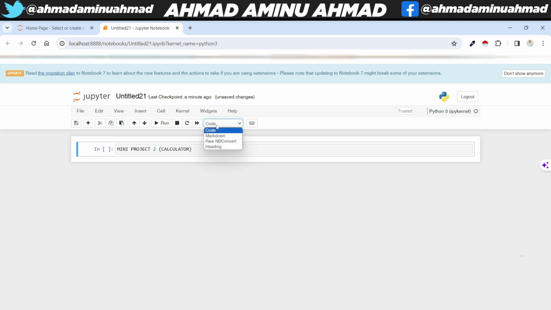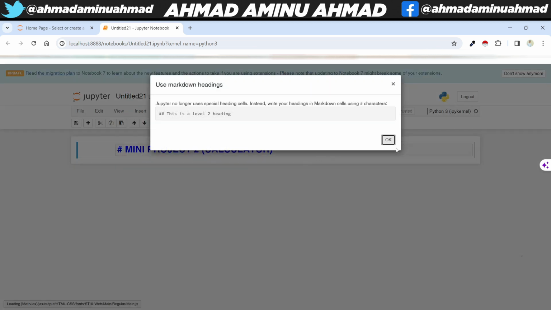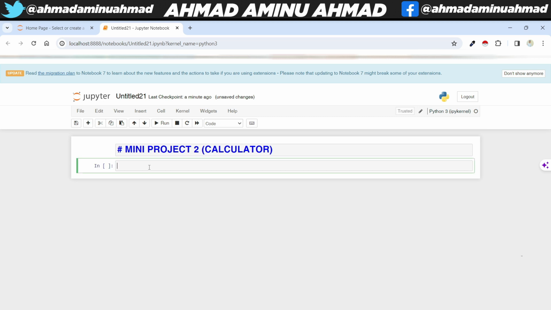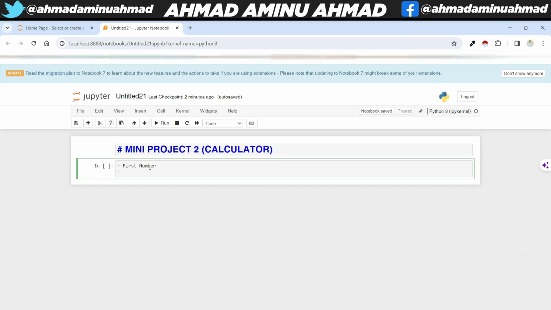So I will change it to, let me make it heading saboda ya zama big. So nan abunda za mu yi yanzu, zan ba da instructions inda muke bukata ya kasance a cikin abun. First of all, za mu yi collecting first number from the user, za mu tambaye shi ya sa first number. Sannan kuma secondly za mu tambaye shi ya yi selecting operator inda yake so ya aiki da shi.